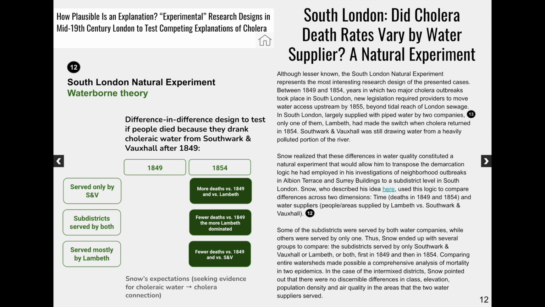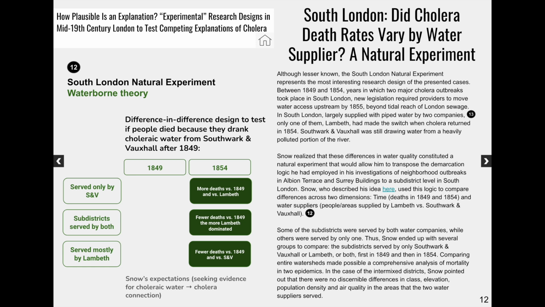Finally, the South London natural experiment was the most comprehensive of the 3 examples because it allowed Snow to apply his demarcation logic at the subdistrict level. Between 1849 and 1854, years in which 2 major cholera outbreaks took place in South London, new legislation required any private water company that drew water from the River Thames to move its supply source upstream, beyond the tidal reach carrying London sewage, by 1855. The Lambeth Company, one of the 2 major water suppliers in South London, had made the switch by 1854 when cholera returned, but Southwark and Vauxhall, its main competitor, had not.